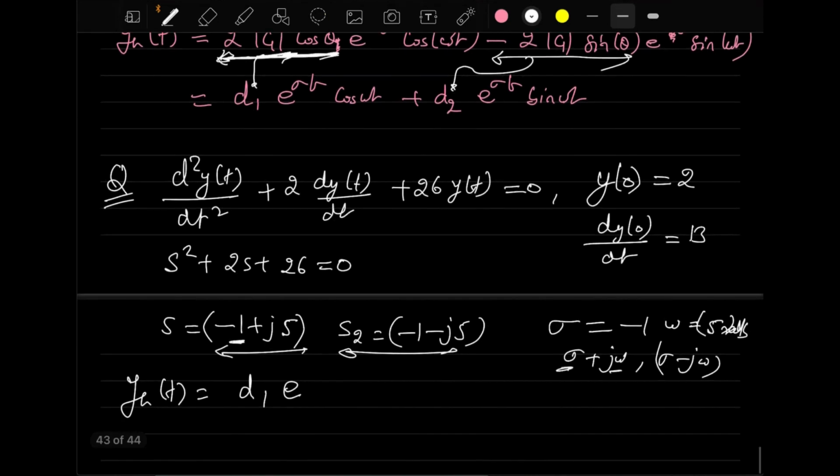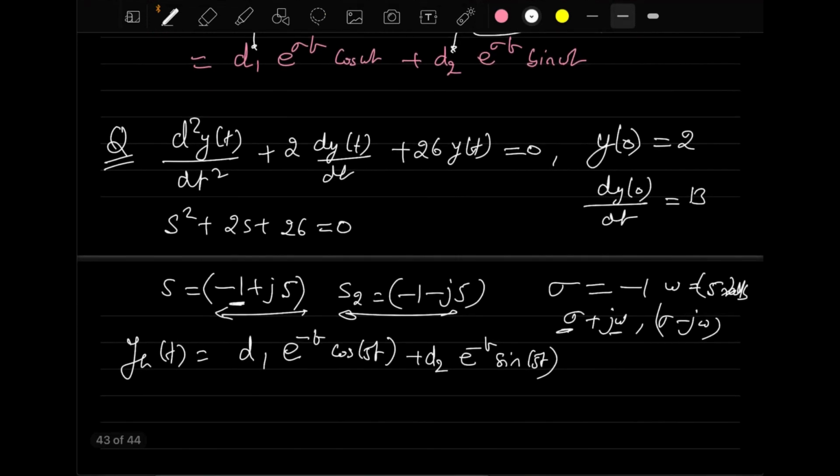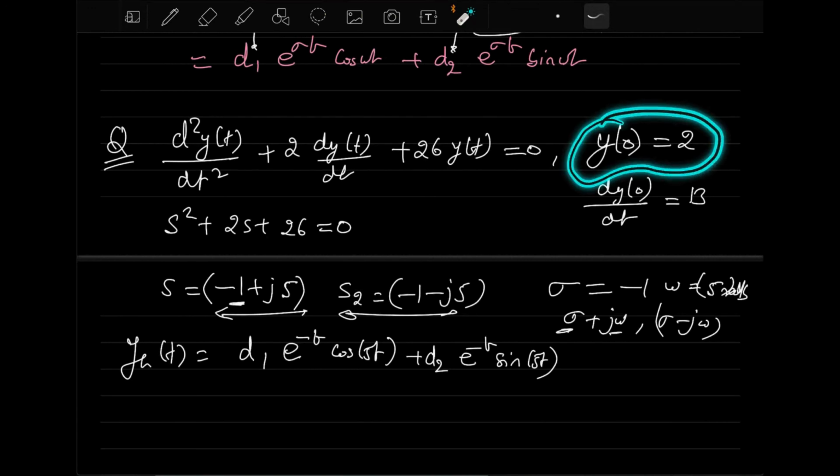Once you substitute these values, you will get this answer here, that is d1 e to the power minus t cos 5t plus d2 e to the power minus t sin 5t. So this will be your answer for the homogeneous solution. And once you apply the constraints which are given over here, that is, once you put the values of this and this, you will get the values of d1 and d2.